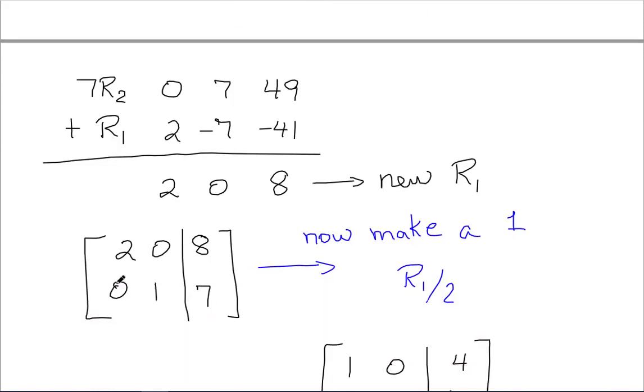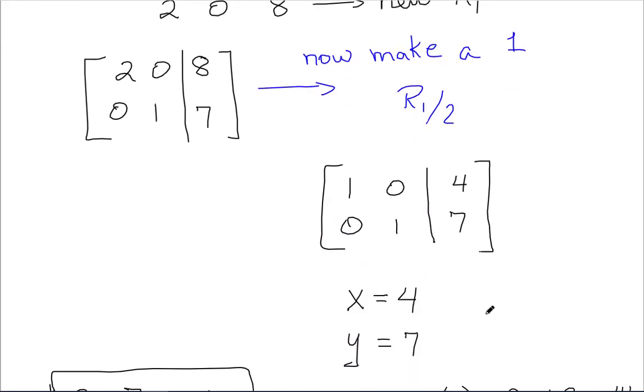Now notice all I have left are things on the diagonals, zeros in other places. If I made a fraction at this point, it wouldn't make any difference because I'm done. I don't have to do any more adding. But in this case, we get something easy. I just take row 1 and divide that by 2. And so what I end up with is 1, 0, 4, 0, 1, 7.